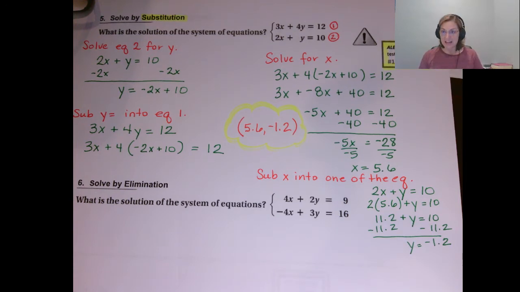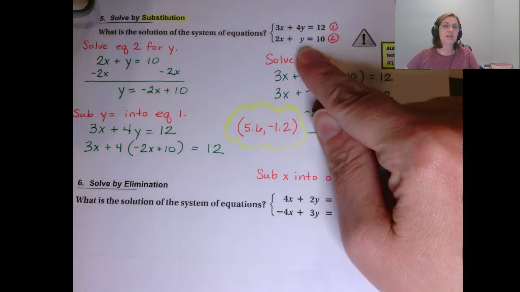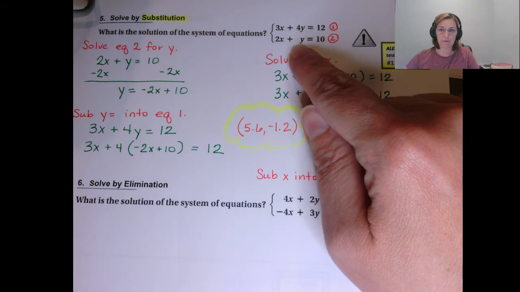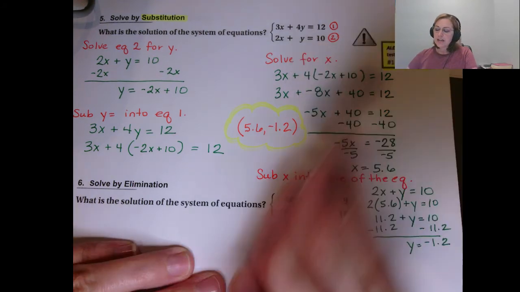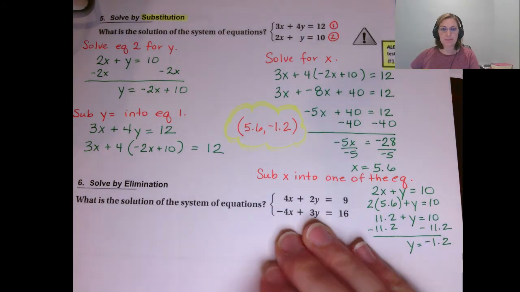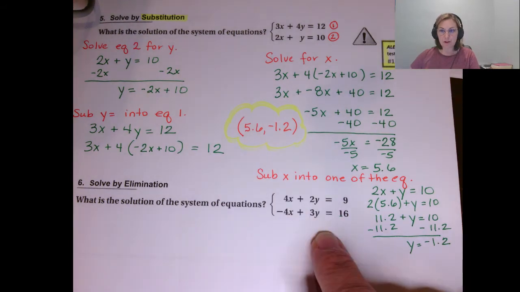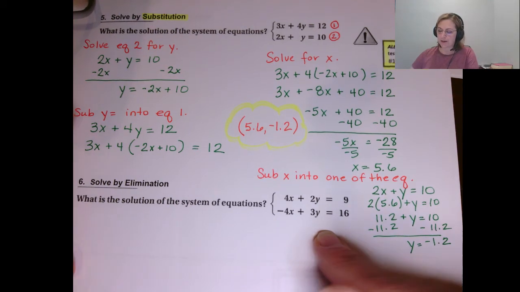That's the elimination method. We use it in a little bit different system. So remember, this system, we used substitution because we noticed that the y was by itself. In this elimination problem, number 6 here, you'll notice that all of the variables have a number in front of them. That's kind of an indication that I should use elimination.